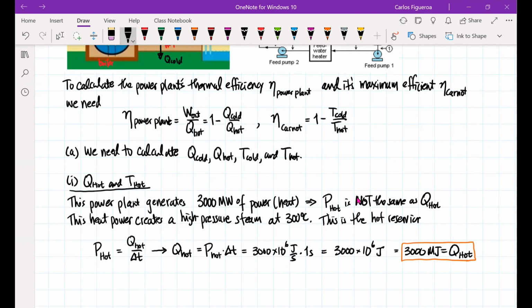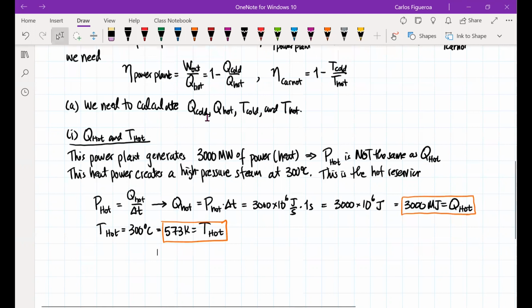Now, if I look at T hot, you can see that T hot is 300 degrees Celsius, but I have to convert that into Kelvin. So I got to add 273, which gives me 573 Kelvin as the temperature of the hot reservoir. So now I have these guys.